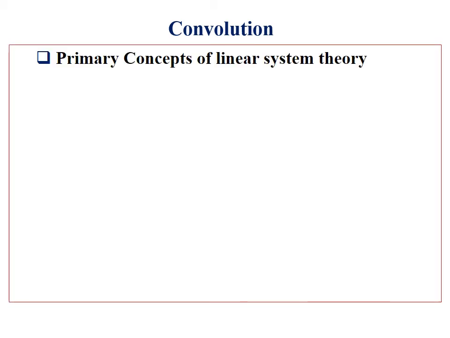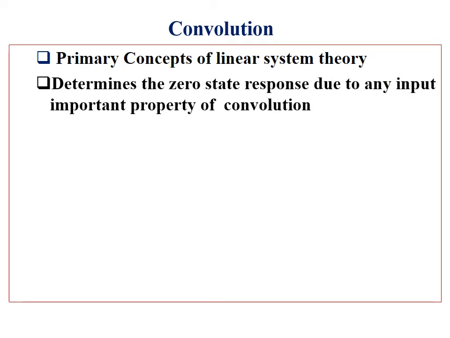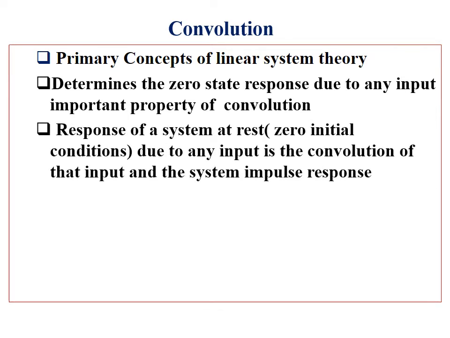Convolution, as has been mentioned, is a primary and significant concept in linear system theory, a field similar to signals and systems. The property of convolution is that it helps us to determine the zero state response for any input. As a result, the response of a system at rest, that is at zero initial conditions, is actually the convolution of that input and the system impulse response.